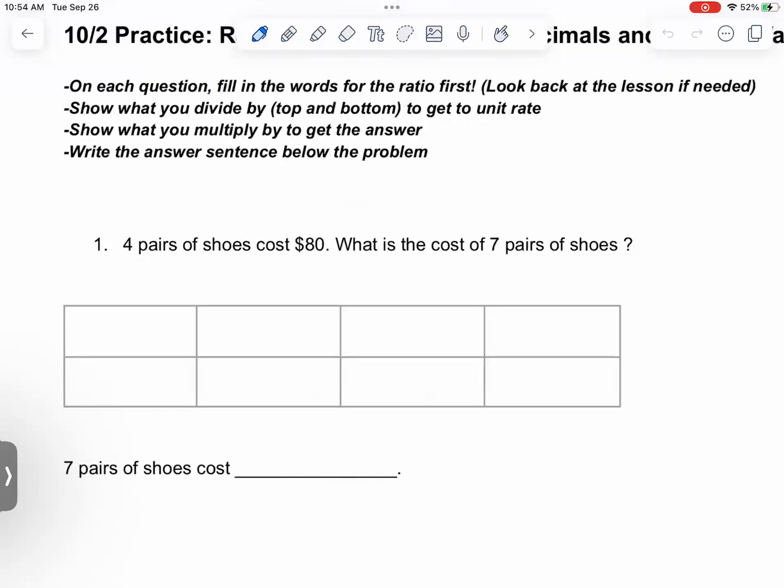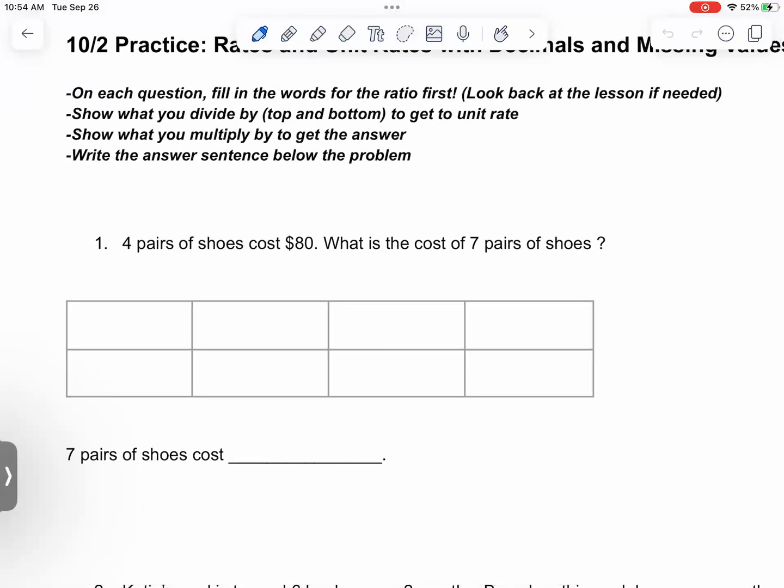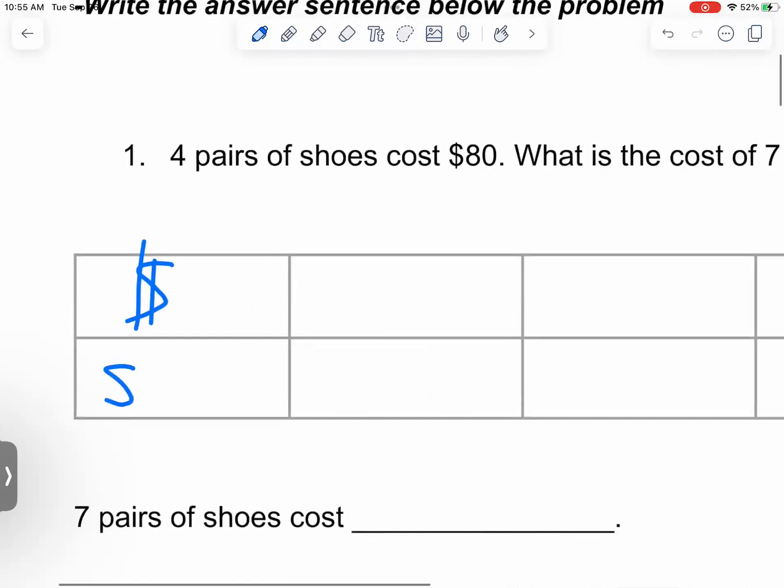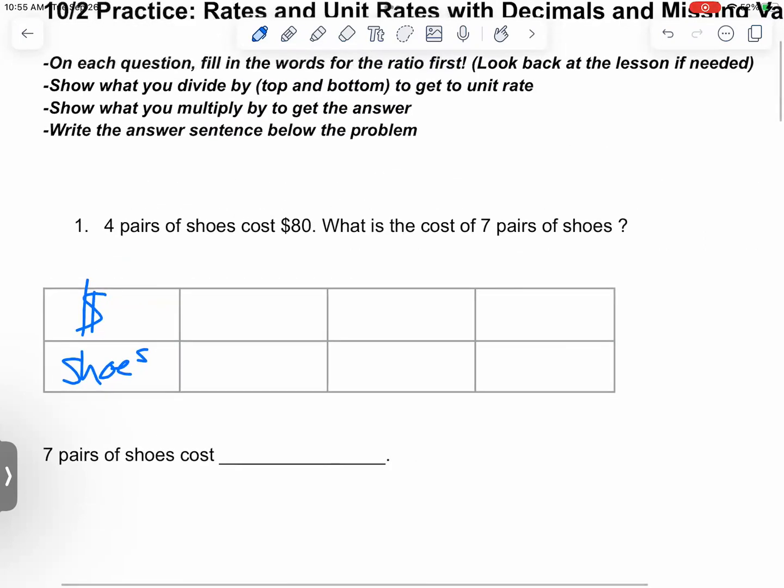All right, so 4 pairs of shoes cost $80. What is the cost of 7 pairs of shoes? So we're looking at how many dollars per pair of shoes. I'll just put shoes right here. Okay, so here we have $80. So we put down the ratio that we have first for 4 pair of shoes. We want to know how much 7 pairs of shoes are. That's going to go over here because we got to find the unit rate first. And then our answer is that one on the top.